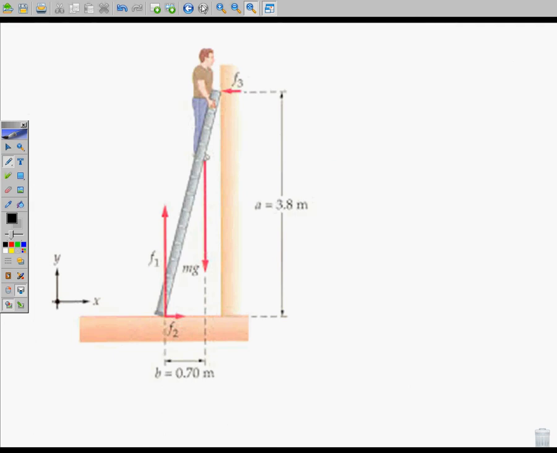This next problem, you have a person standing on a ladder. Is someone holding the ladder? No one's holding the ladder. Someone should be holding it, or we're complicated, because then we have the force of the person holding the ladder. Let's say the person weighs 200 pounds, so 800 newtons. So 800 newtons for the person.